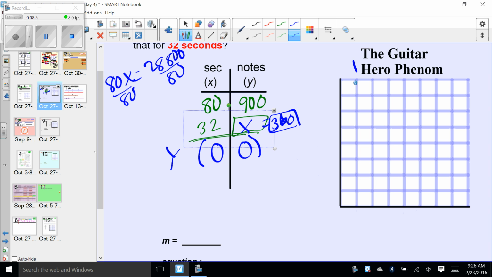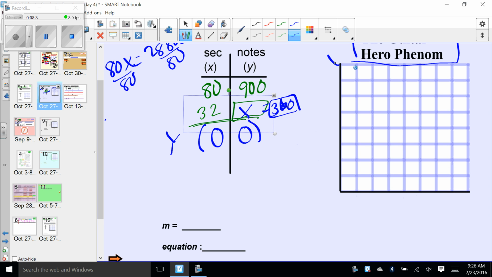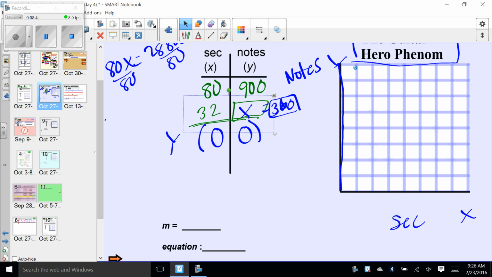So our title then would be the Guitar Hero Phenom. We know that our y-axis is the notes. So our notes here. We know the x-axis is the seconds. Our seconds range from 0 to 80, and we have all that space down there. So we could go by tens. And then the notes range from 0 to 900. So if you can look at the scale, and I'll give you some time to copy, go ahead and copy those values.